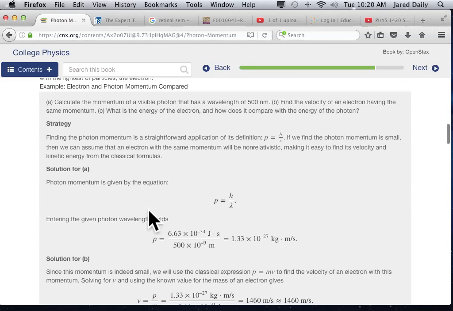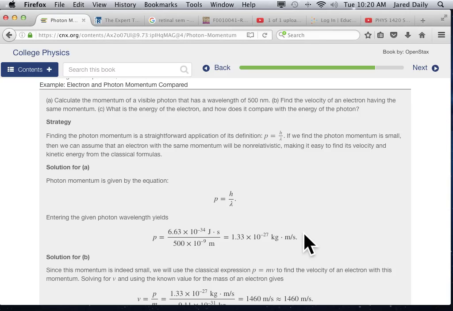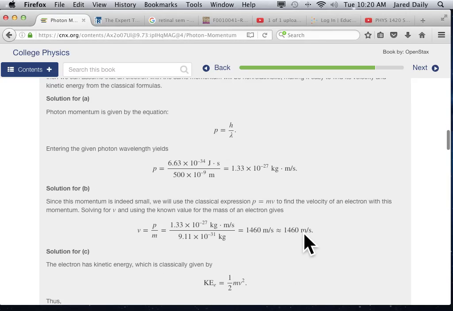So our Planck's constant, 6.63 times 10 to the minus 34 joule seconds, divided by the 500 nanometer wavelength gives us 1.33 times 10 to the minus 27 kilogram meters per second. Very, very, very small. Now, how does it change the energy of the electron? Right? If we have this 1.33 times 10 to the minus 27.